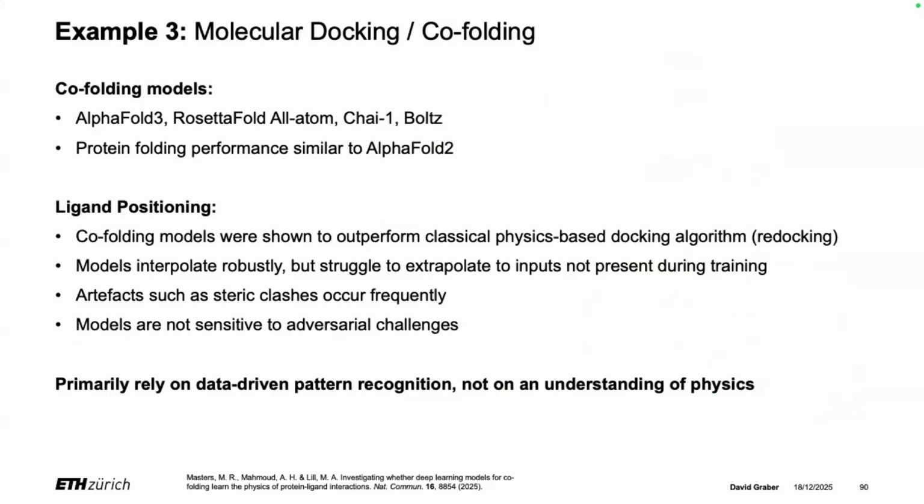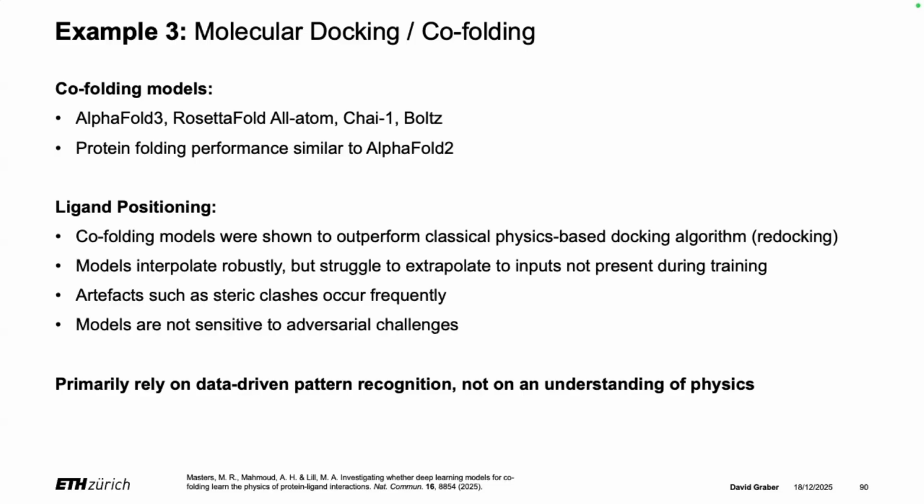If you look at the protein folding, they all have very good performance that is quite similar to AlphaFold 2. And then the second part of the task is this ligand positioning that it does at the same time, right? And these co-folding models were shown to outperform the classical physics-based docking algorithms. So this is this redocking task. You just take a lot of proteins that have small molecules bound, and you remove the small molecule and see if these models can rediscover this native binding pose.